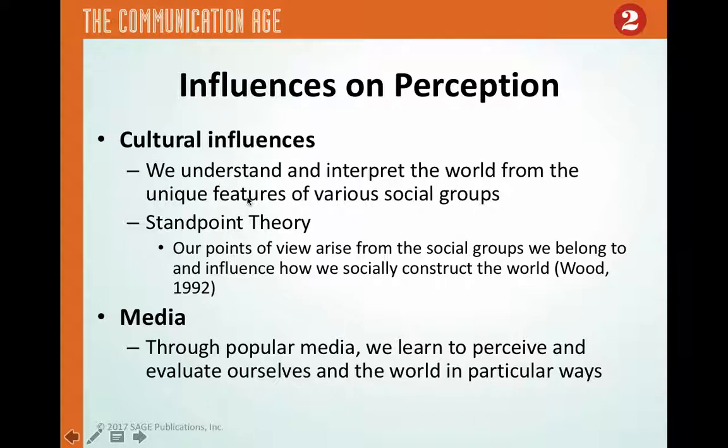We have all sorts of things that influence our perception. Cultural influences are a huge one. We understand and interpret the world from unique features of various social groups: the background that we have, the way we were raised, the religious things that we were taught, what we learned in school, what we learned about dating, what we learned about different sexes, what it means to be a man, what it means to be a woman. What is valued and what is taught within the cultures we grow up in influences us a lot in terms of how we perceive things. What's your socioeconomic background? So on and so forth. All these different things that are part of culture have a huge influence on how we perceive the world.